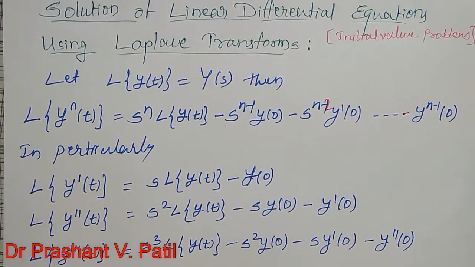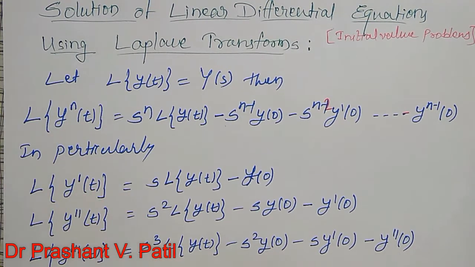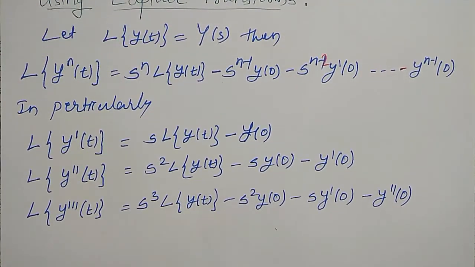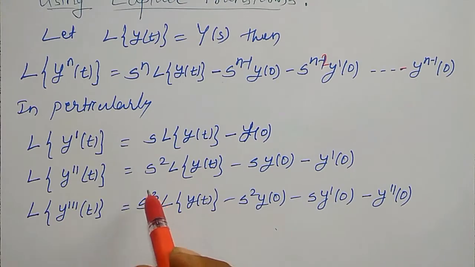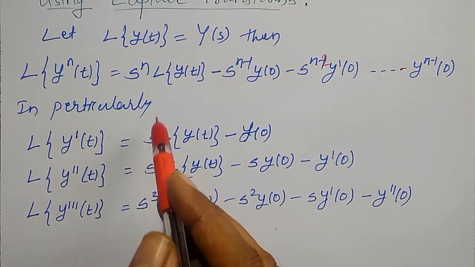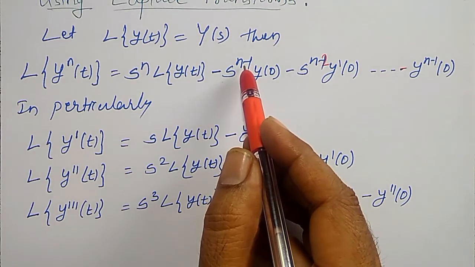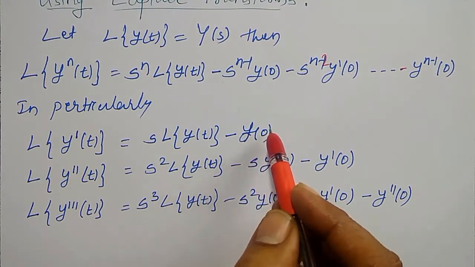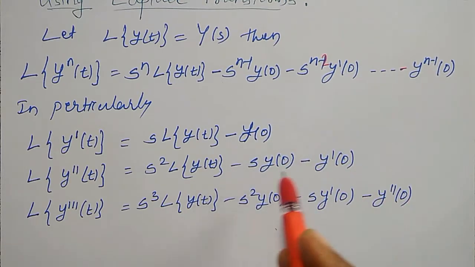In particular, if n equal to 1, that is y dash of t, substituting in this formula, what do I get? s to the power 1 into Laplace transform of y of t minus s to the power 0, which is nothing but 1, into y of 0. This is for y dash. You have to stop here.